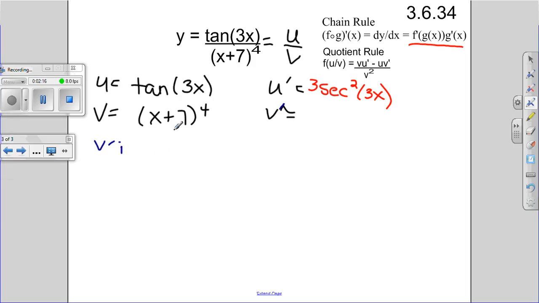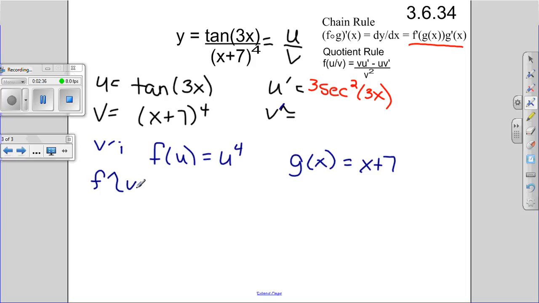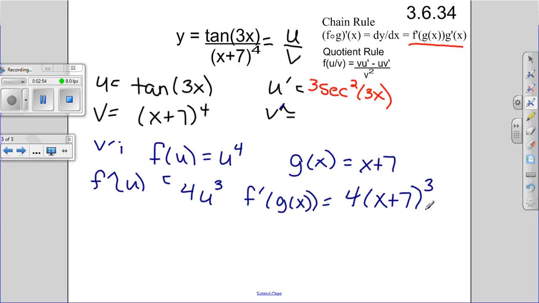So before we begin, we're going to need to break our v down into two component functions. F of u, which is equal to u to the fourth, and g of x, which is equal to x plus 7. So now we need to find f prime of g of x. So we need f prime of u, which is the derivative of u to the fourth, which is 4 u to the third. So then we know f prime of g of x is, substituting in g of x, which is x plus 7, for u, we get 4 (x plus 7) to the third.